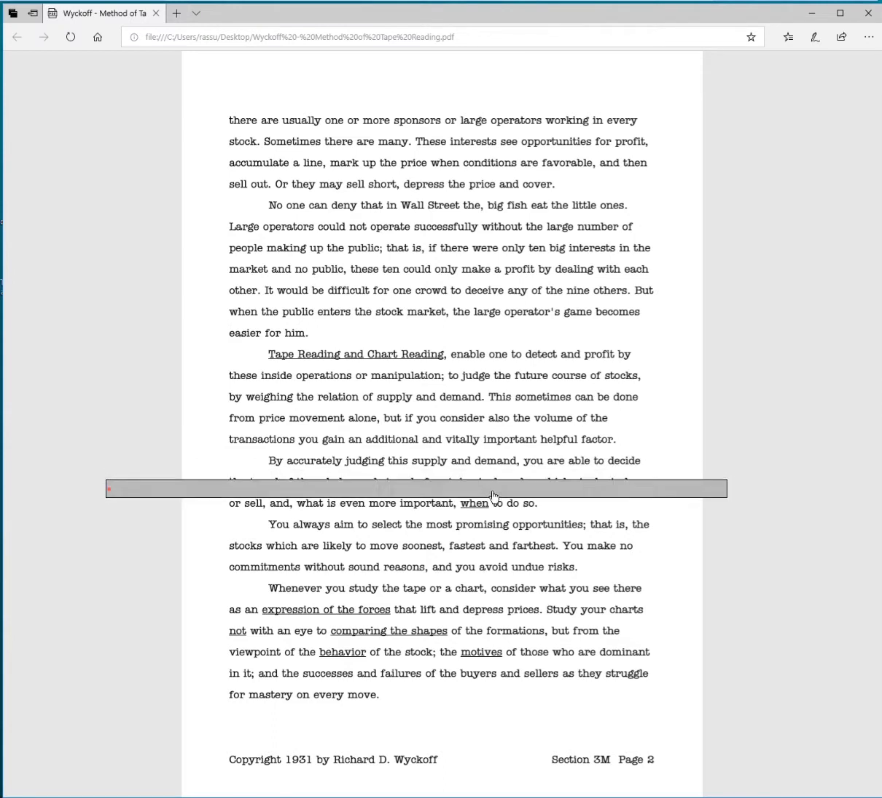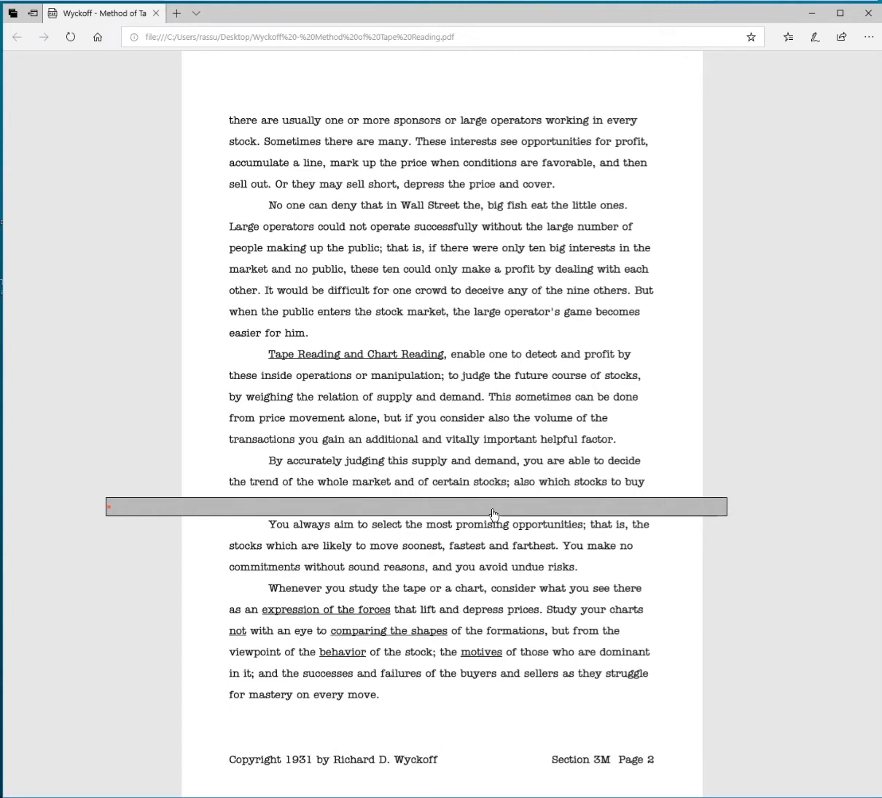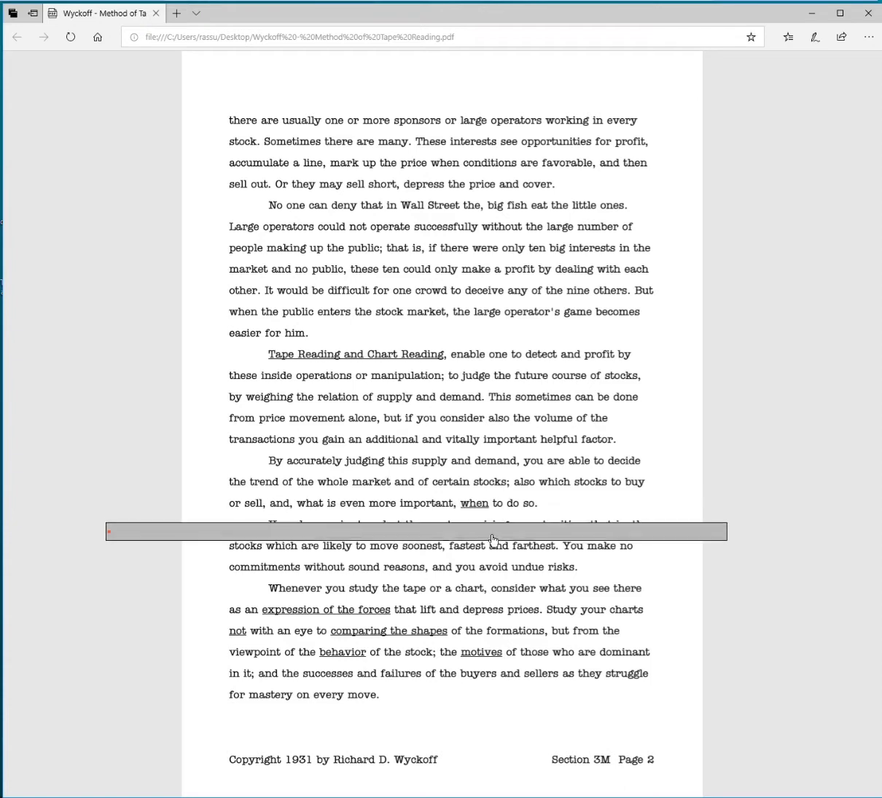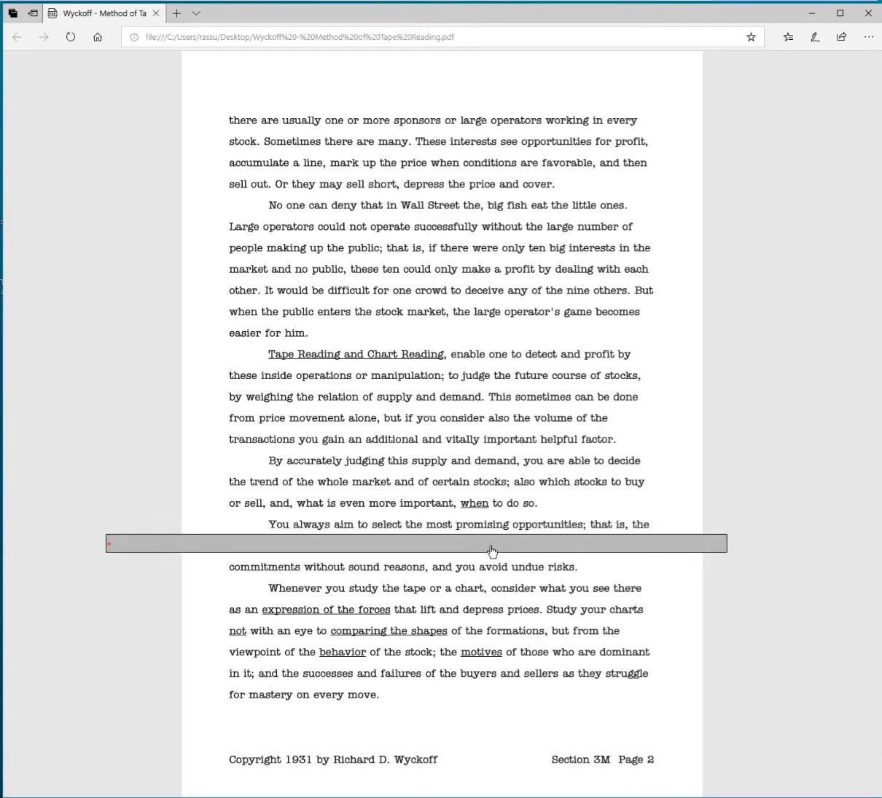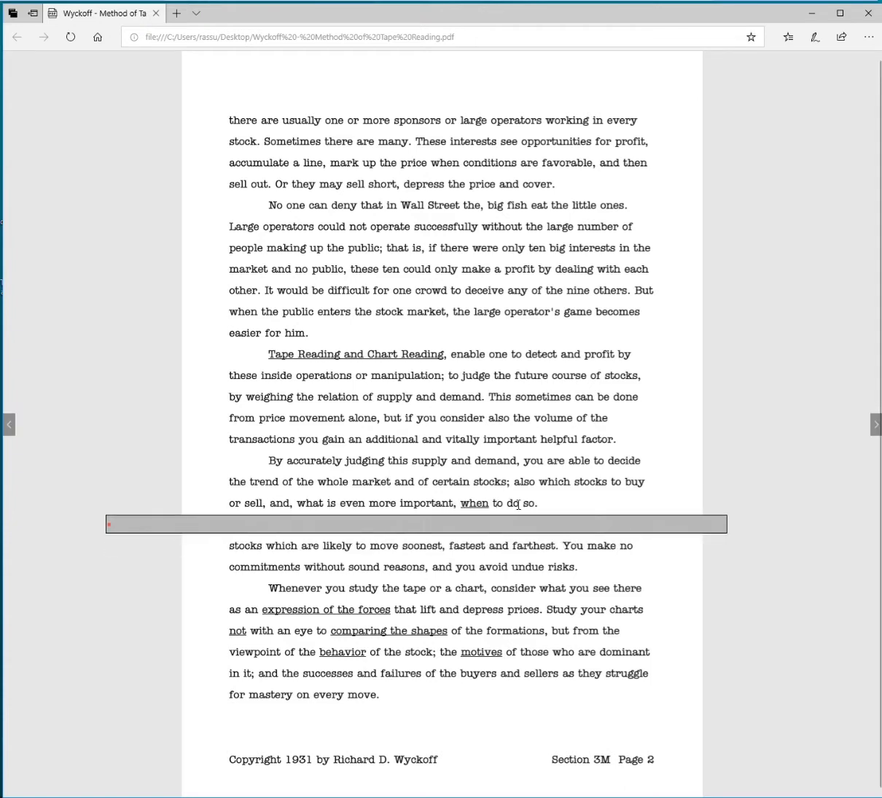By accurately judging supply and demand, you'll be able to decide the trend of the whole market and of certain stocks, and which stocks to buy or sell, and what's more important, when to do so. This is a timing thing. You want to be able to time it.